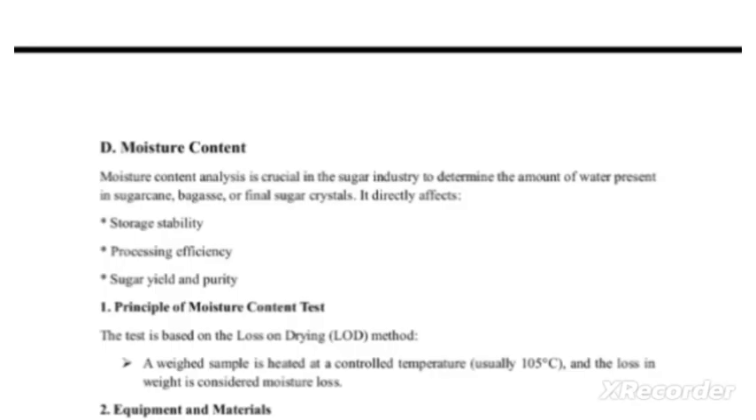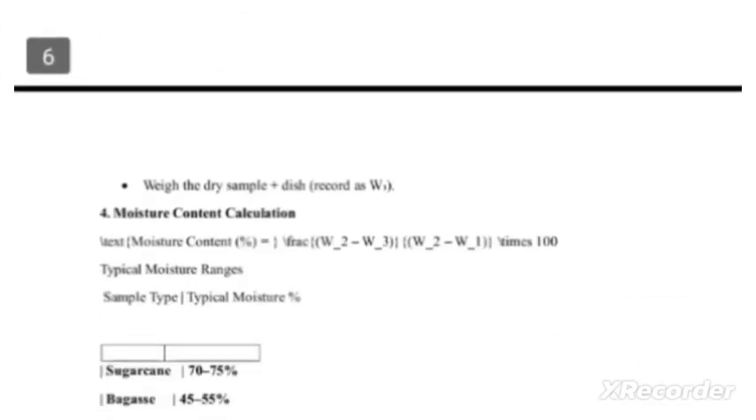Dry the sample. Place the dish in a hot air oven at 105 degrees Celsius for 2 to 3 hours or until constant weight. Remove and cool it in a desiccator to avoid moisture reabsorption. Final weighing. Weigh the dry sample plus dish, record as W3. Moisture content is equal to (W2 minus W3) divided by (W2 minus W1), times 100.